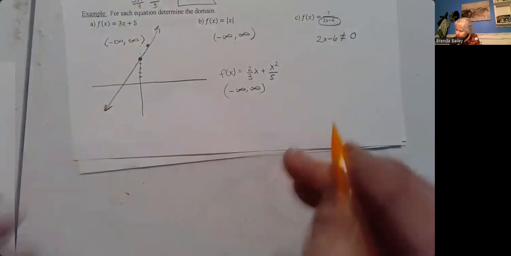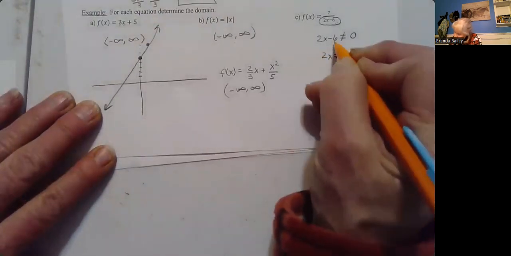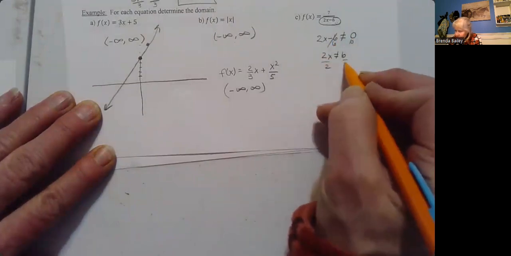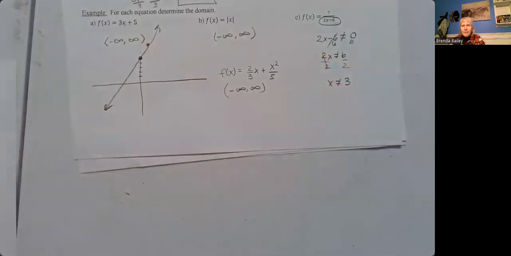And you solve this. Add 6 to both sides. Divide by 2. X cannot equal 3. And that's your domain. X cannot be 3.